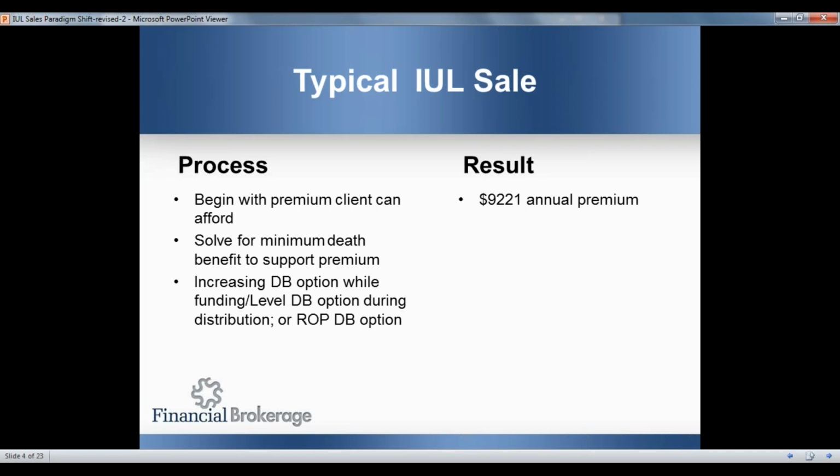When we run an IUL illustration, we're then solving for the minimum death benefit that can support that premium without becoming a modified endowment contract. So we want to maintain the tax advantages. And we can do this a couple different ways. We'll either start with an increasing death benefit option while we're in our contribution phase and then switch to a level death benefit in the distribution phase, or we can run a return of premium death benefit option if the carrier has that available. All right, so this is the typical scenario, and it results in a $9,000 premium.